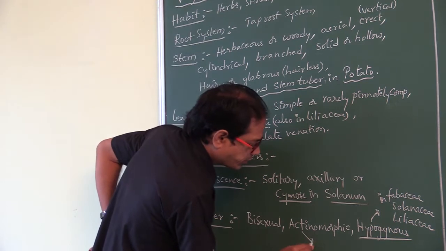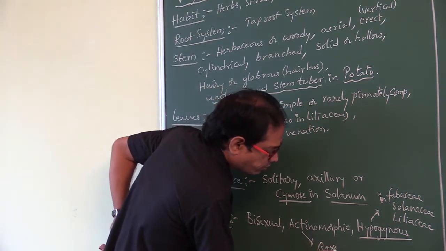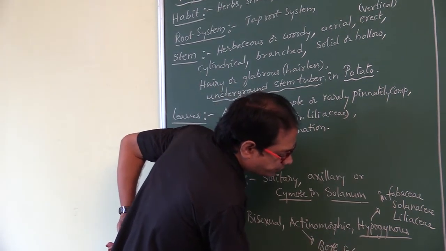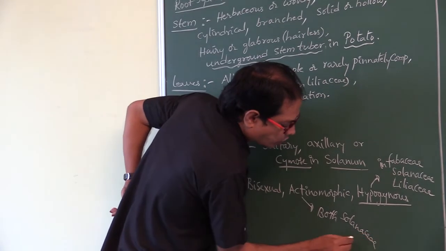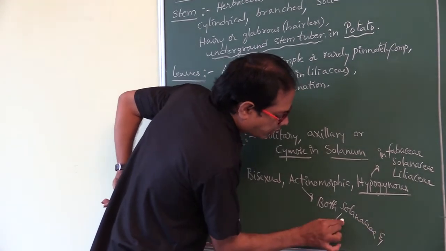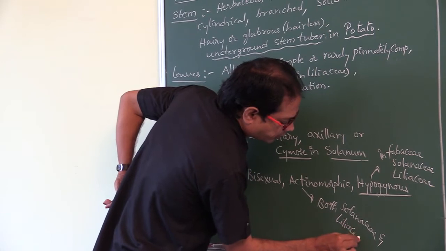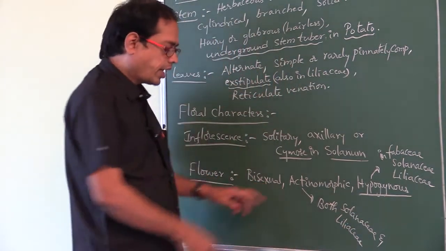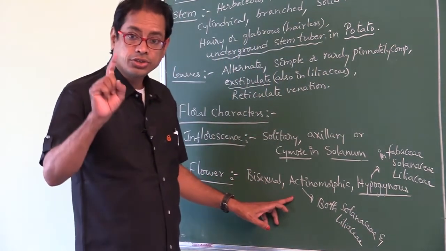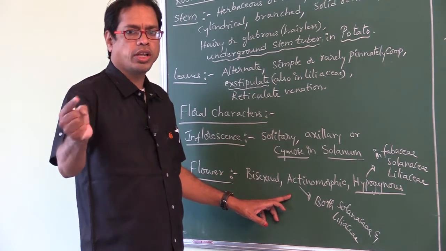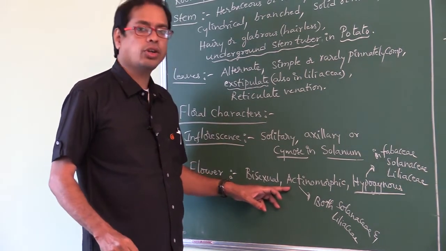Actinomorphic means both Solanaceae and Liliaceae, whereas Fabaceae is zygomorphic. Both Solanaceae and Liliaceae are actinomorphic.